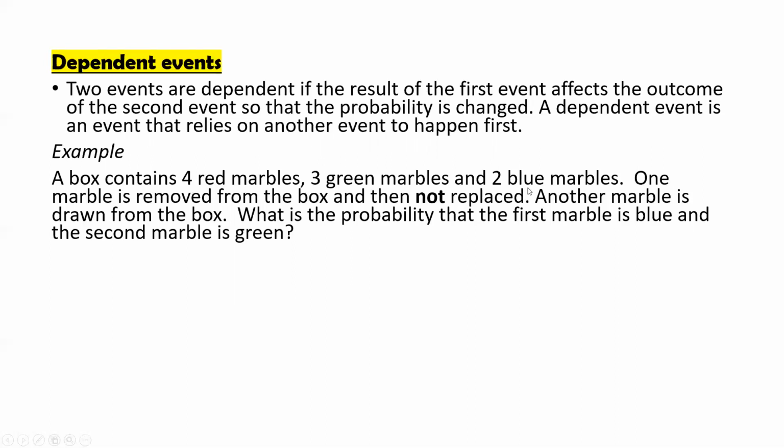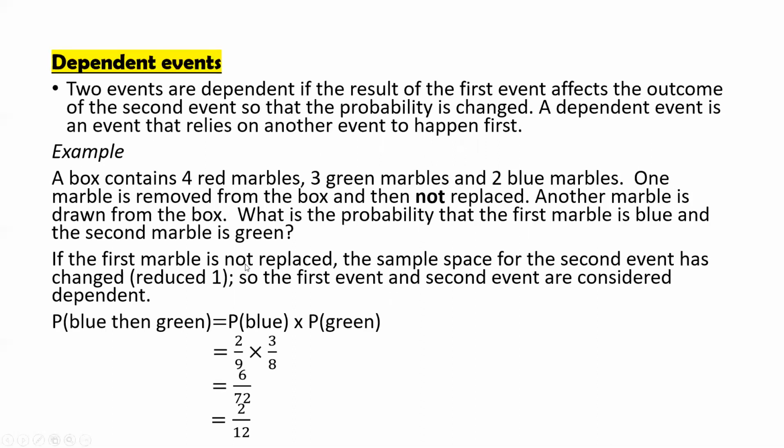Then after you pick out one, you see the color, but you're not putting it back into the box. That means you already affect the total, right? Because you already reduced the marbles by one. So if the first marble is not replaced, the sample space of the second event is reduced by one. That means you only have 8 marbles right now.